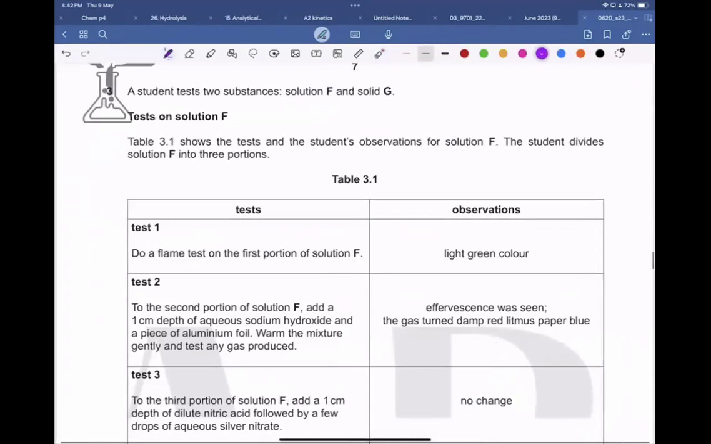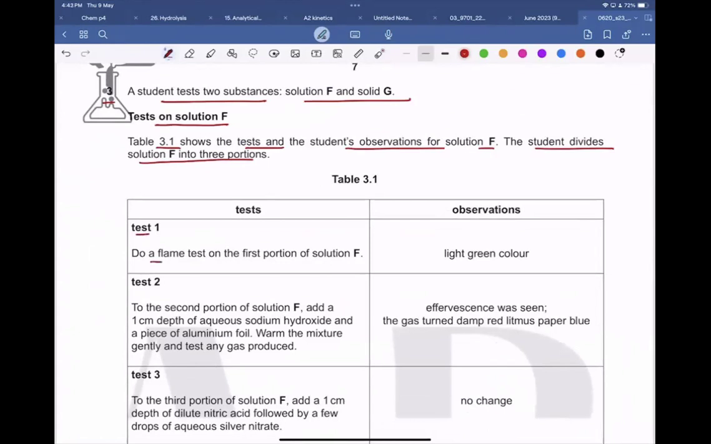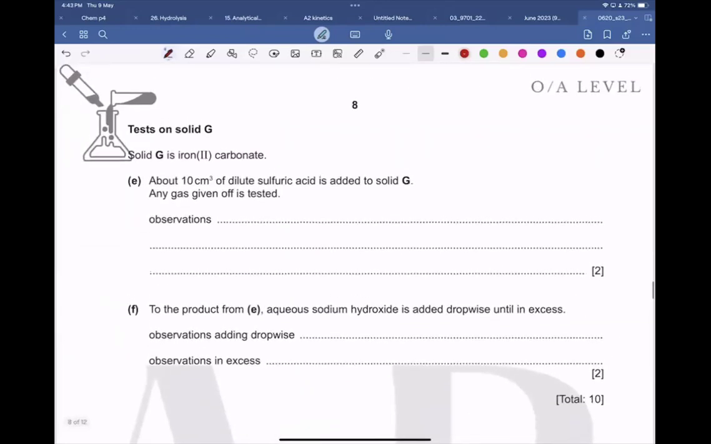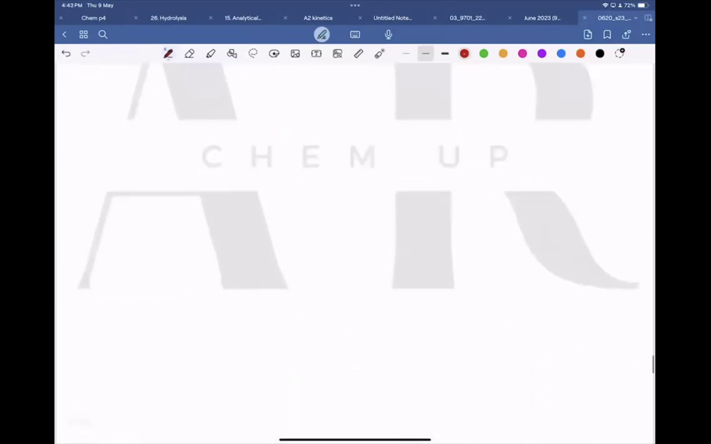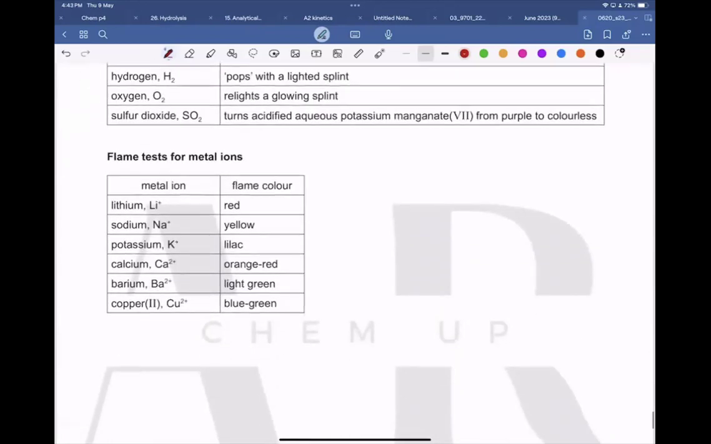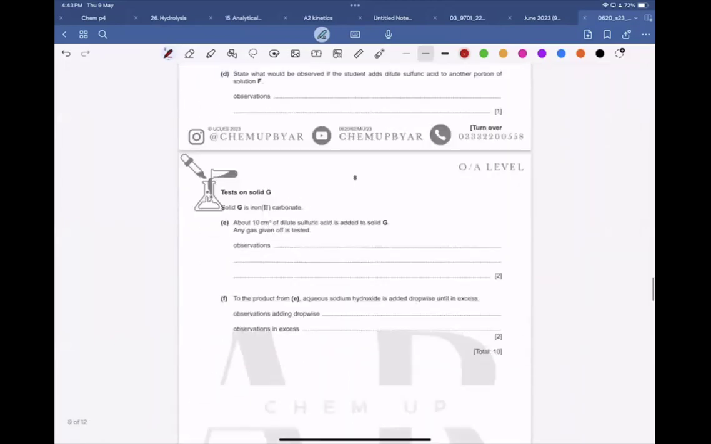Now, question number 3. If you see this question number 3, a student has two substances, solution F and G. So it's from the test for cations and anions. Test on solution F. Table 3.1 shows the tests and the student's observations for solution F. The student divides solution F into 3 portions. Test 1: do a flame test on the first portion of solution F, light green color. So if you see the light green color from the chart, you can identify it's barium, I suppose. So from here, we got to know that barium ions are present, right?